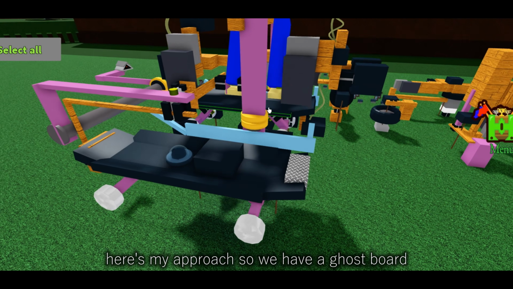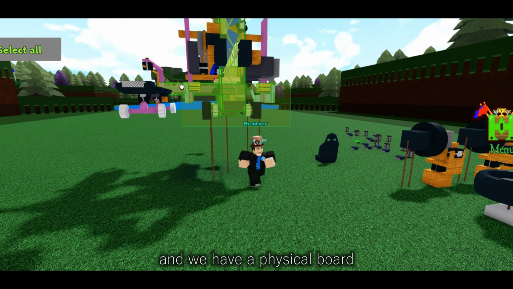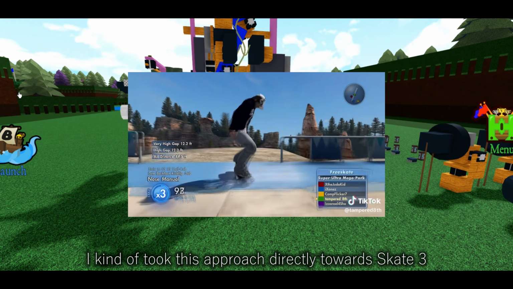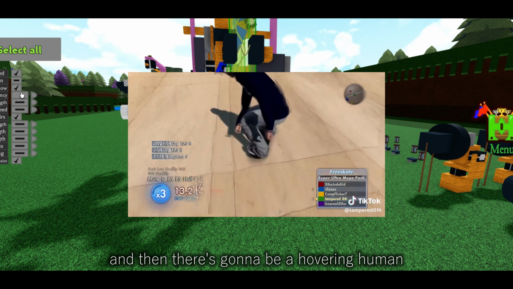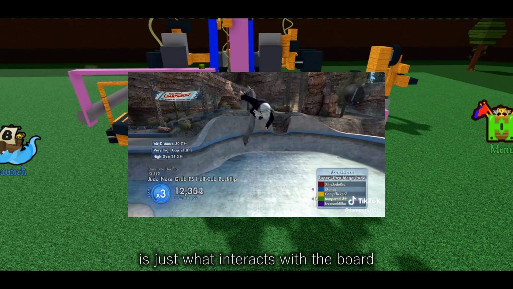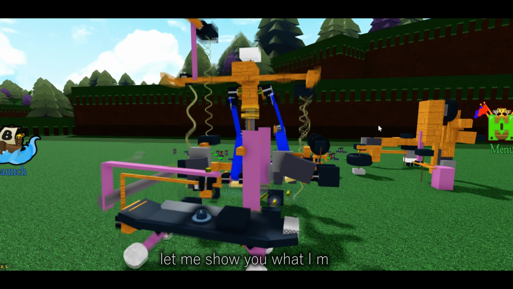So we have a ghost board and we have a physical board. I kind of took this approach directly from Skate 3. There's going to be a board with animations, and then there's going to be a hovering human. The hovering human is just what interacts with the board as an animation. Let me show you what I mean.